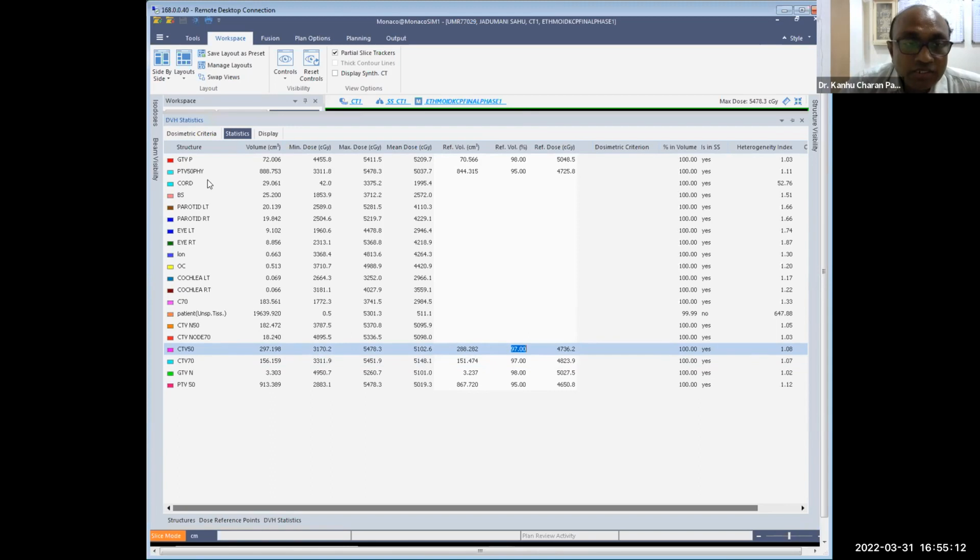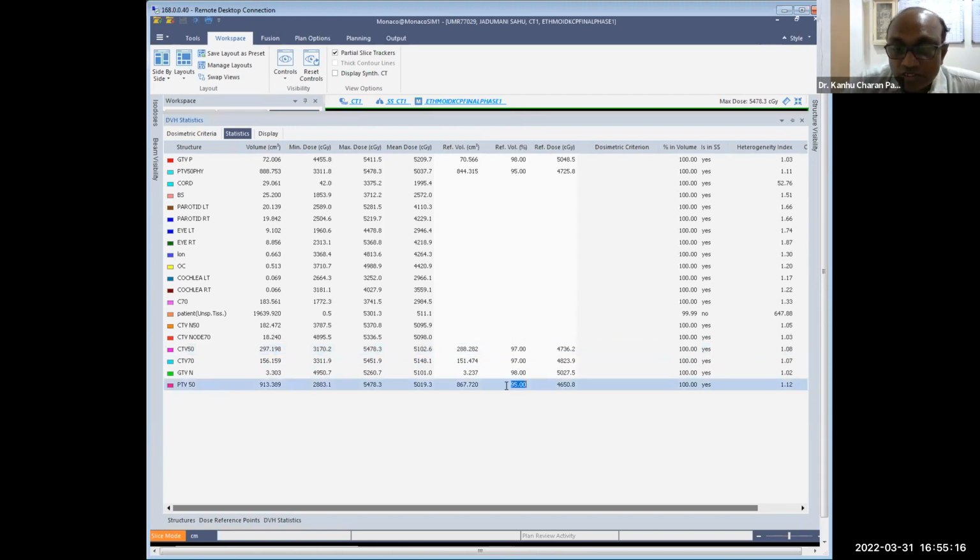Then see the PTV coverages. For the PTV coverage, you can see 95, slightly less because it is near the eye. As I told, we have to slightly underdose that junction or area to decrease the dose to the optic nerve. So this is the first step. We have seen the concept of the coverage index. See the GTV, see the CTV, see the PTV. Never accept a plan where the GTV or node is getting a dose below 100%.